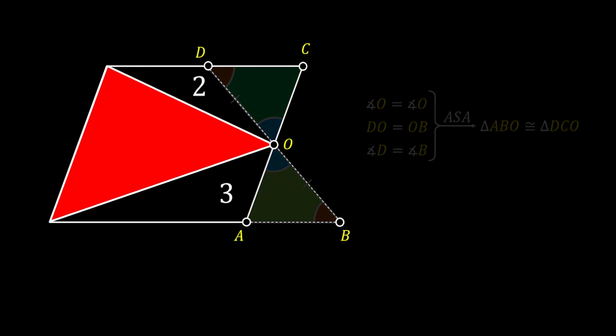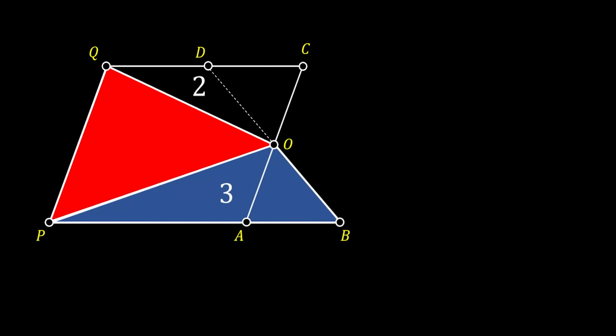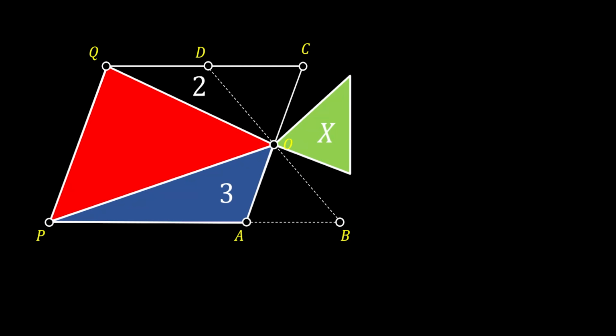Alright, so now let's clear our sketch a little bit, and let's label the other two vertices of our parallelogram as P and Q. Now, remember, from the start of our problem, we know that the triangle PBO has the area of 3, right? And let's take a look at the triangle ABO. Let's say that this triangle has the area of x. Now, if we take this triangle out of our triangle PBO, the remaining blue triangle PAO will have the area of 3 minus x.